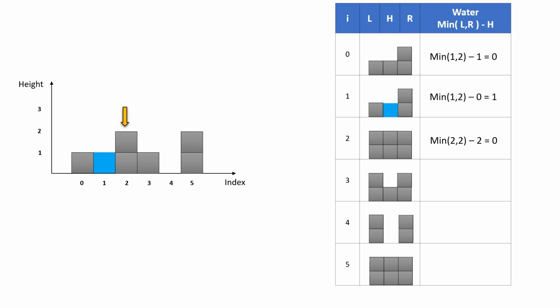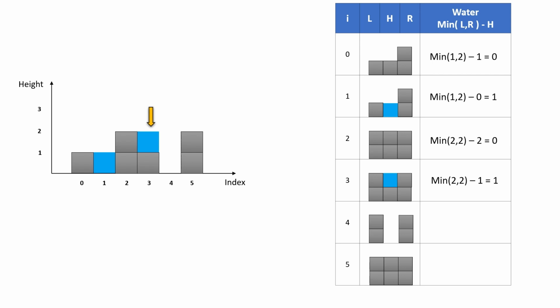In the next index, you will see that our left maximum boundary is 2 and right maximum boundary is also 2. Also, the height of our block at that point is also 2. Everything is 2. So the total maximum water that can be trapped at that point would be 2 minus 2, which is 0. Going to the next case. At index 3, you will note that the left boundary is 2 and the right boundary is 2. But the height of our block is 1. Hence, we can store 2 minus 1, which is 1 unit of water at index 3.